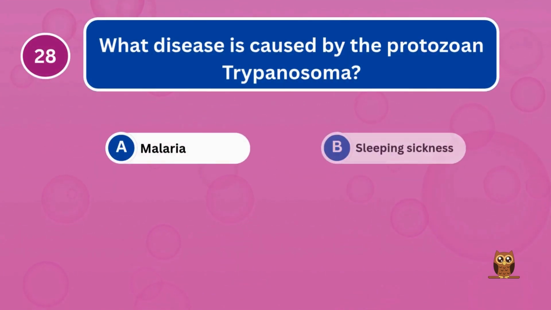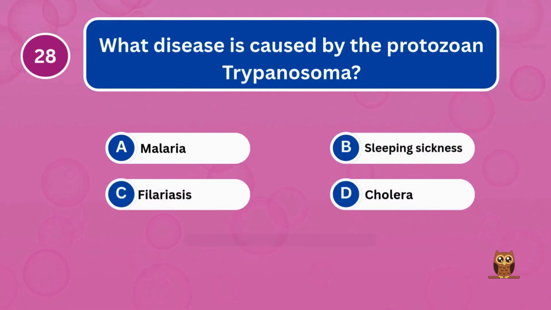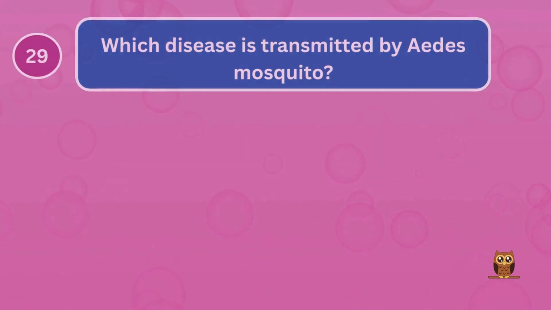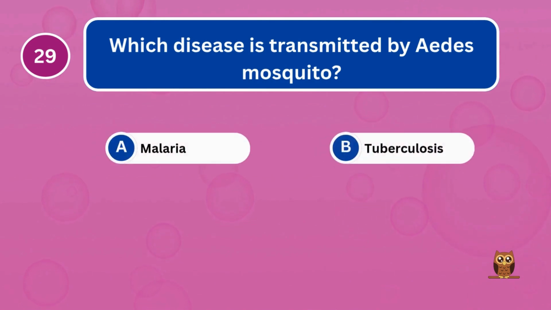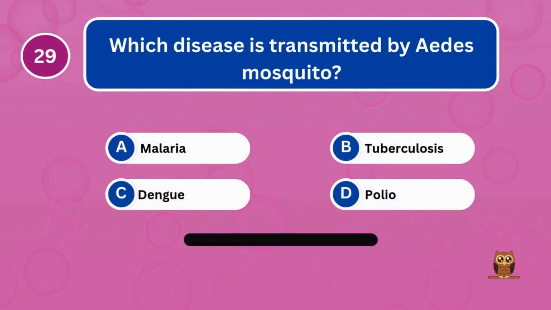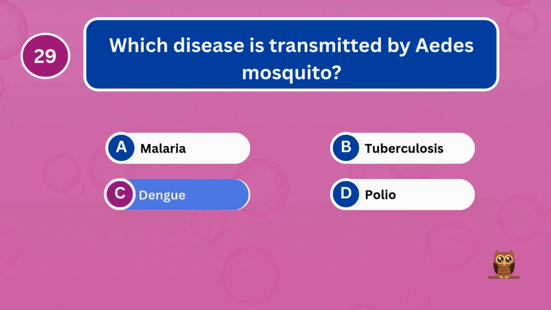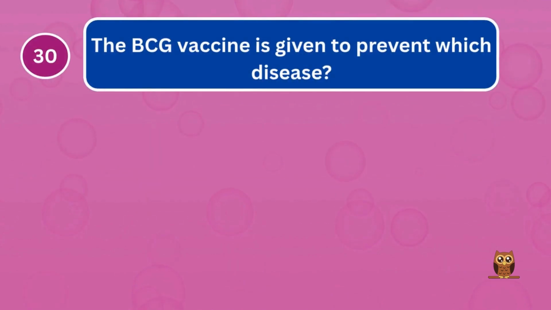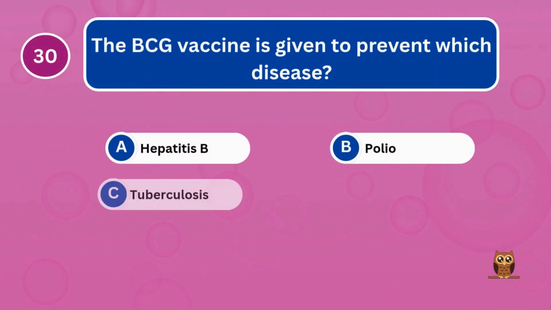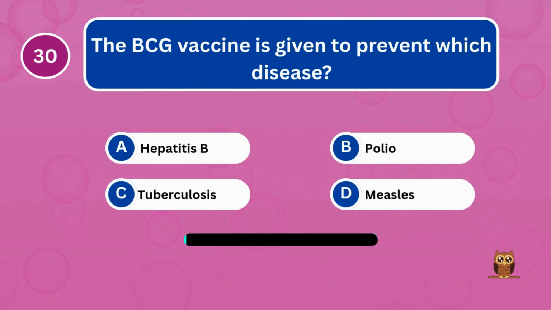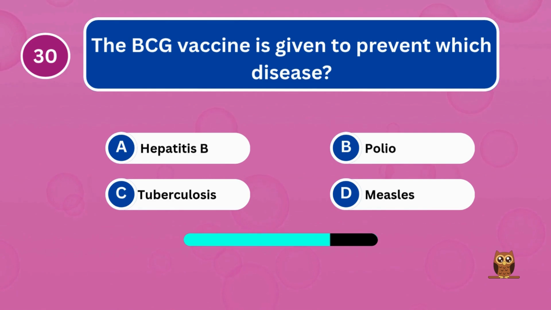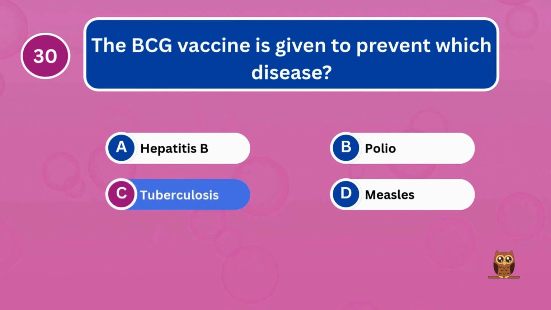Which disease results from vitamin B12 deficiency? Pernicious anemia. What disease is caused by the protozoan trypanosoma? Sleeping sickness. Which disease is transmitted by Aedes mosquito? Dengue. The BCG vaccine is given to prevent which disease? Tuberculosis.